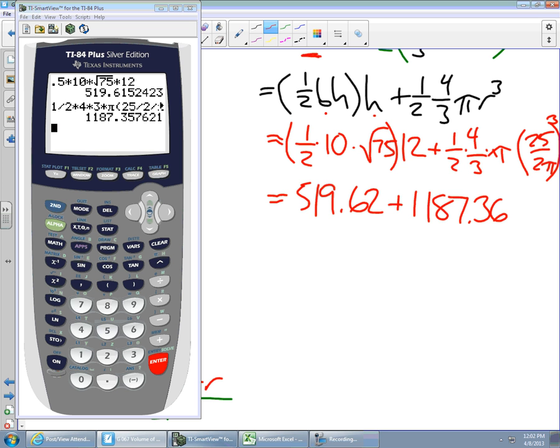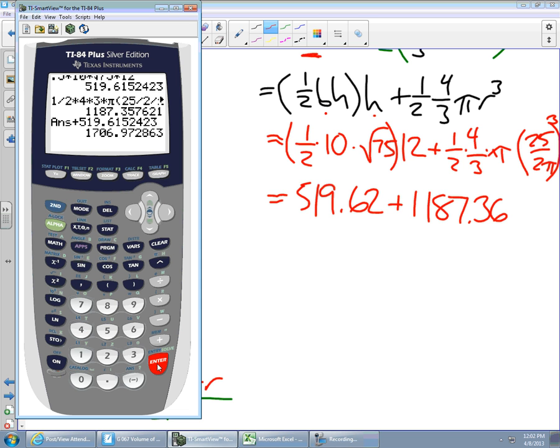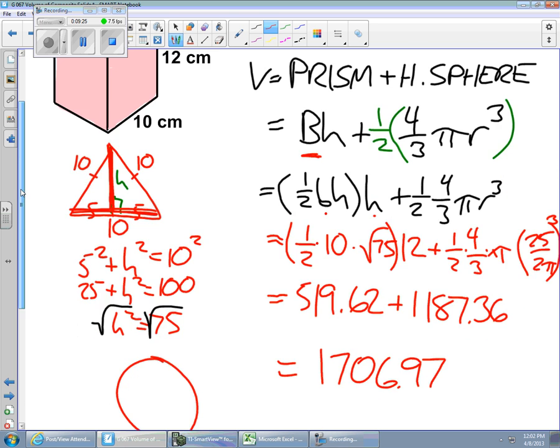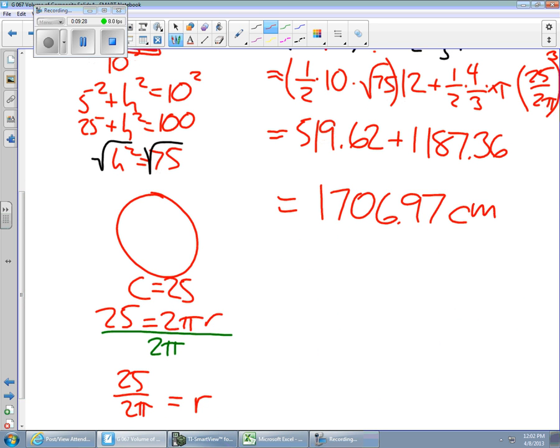While I rounded them off to write them down, we ought to be able to get everything we need here. That answer, 1187, I'm going to add to 519.615. You can put as many decimal points in there as you like, you've got them both in front of you. But there we go. Looks like we got an answer of 1706.97. What does that mean? Let's go back to the problem and see what the units of measurement were. They were centimeters. This is volume, so it's cubic centimeters.